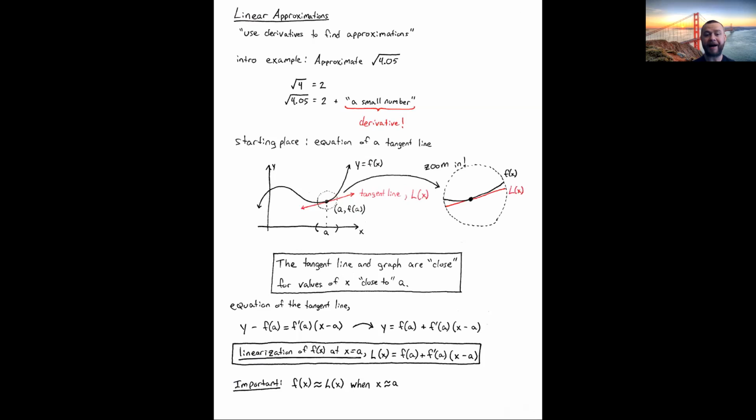Now, if we go back to that graph that we have above there, there is an everyday phenomenon we experience that exhibits this idea of the tangent line and the graph being close. If you were to zoom in on that point right there, with the circle around it, eventually you're going to find that the graph and the tangent line look even closer. They're going to look indistinguishable as you zoom in closer and closer.